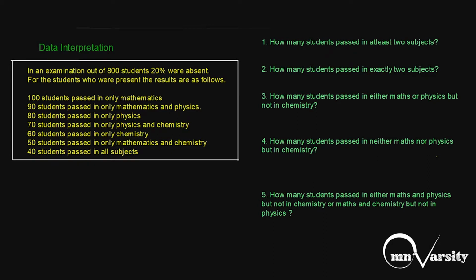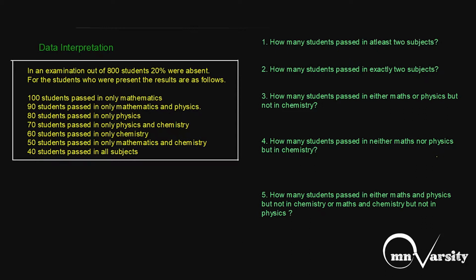In this question, there's some information given. We need to draw a Venn diagram according to the information and then solve the questions. The information we have is: in an examination out of 800 students, 20% were absent. For the students who were present, the results are as follows. So the results are given for the students who were present.